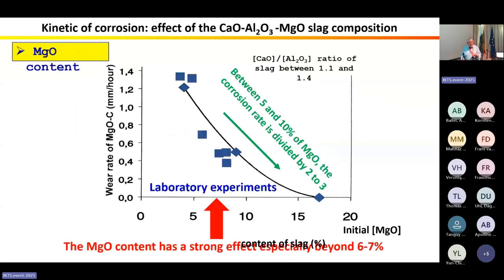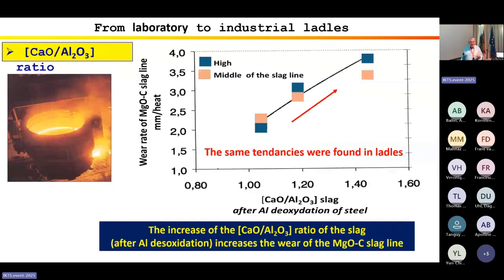If we introduce magnesia in the slag, we observe the effect of the saturation of magnesia in slag. We decrease the corrosion, and the effect of magnesia content is really effective. Between 5 to 10% of magnesia, the corrosion rate is divided by 2 or 3. And if we compare this laboratory to industrial results in steel ladle, the same tendencies were found.